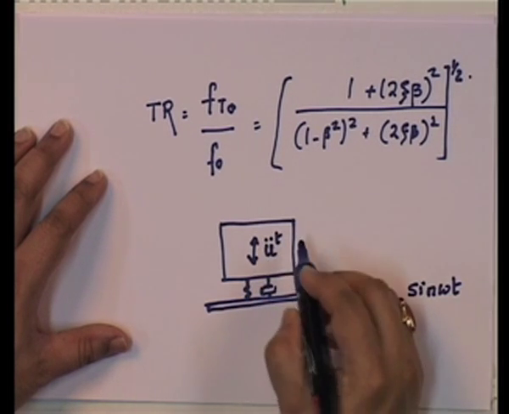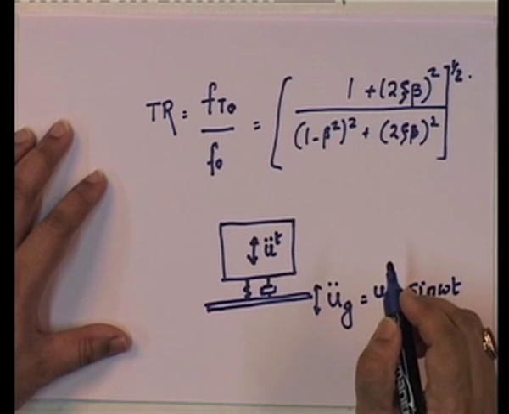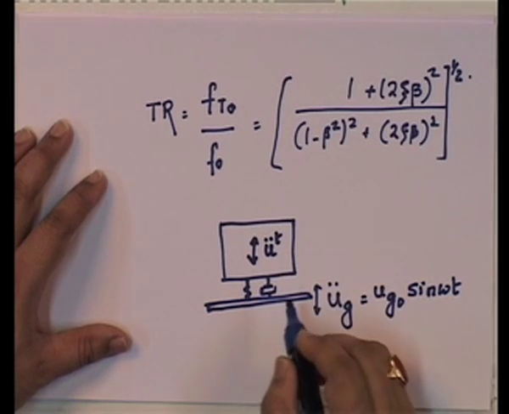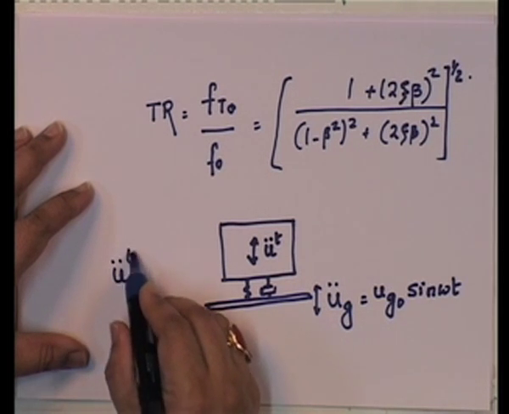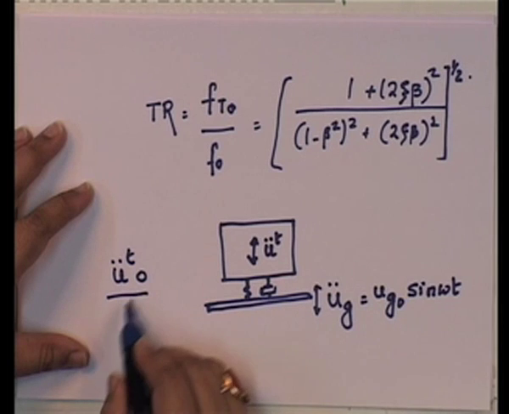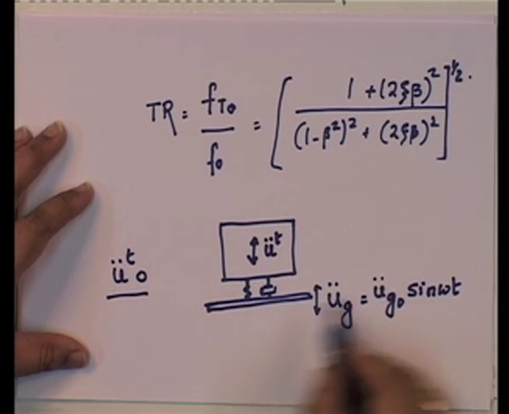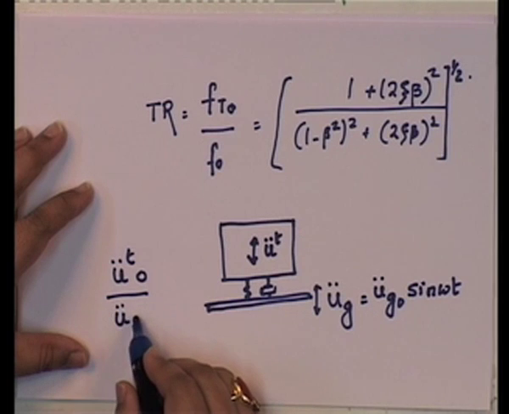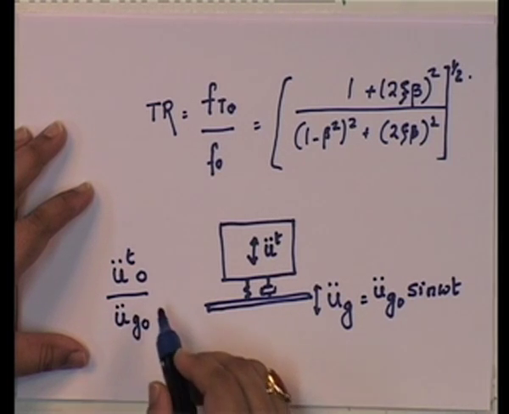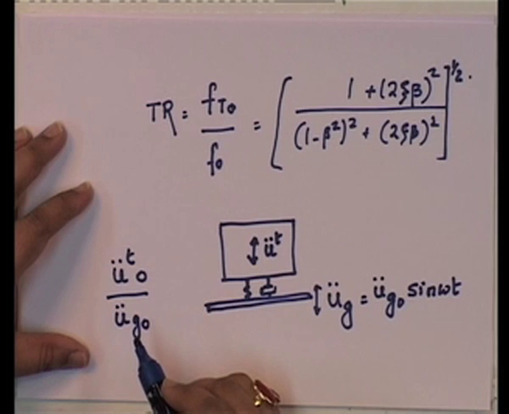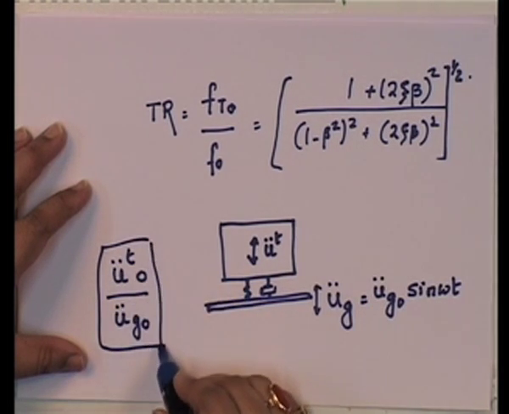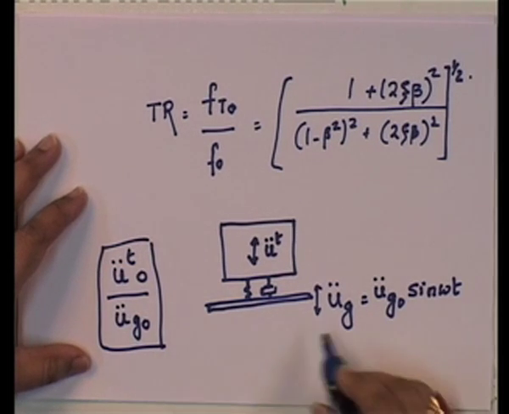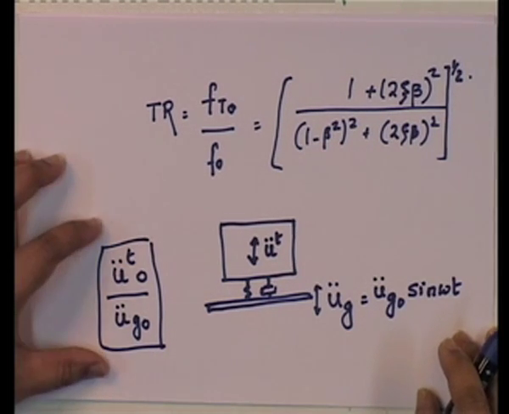reduce the total acceleration. Okay. So, the amplitude of the total acceleration, I will call that u_t0 divided by u_g0, this value is also another kind of transmissibility. Okay. So, this value we want to keep to a minimum.